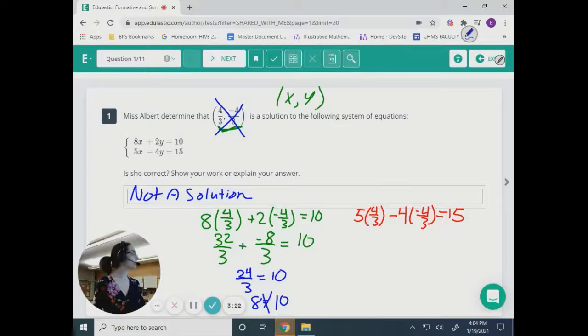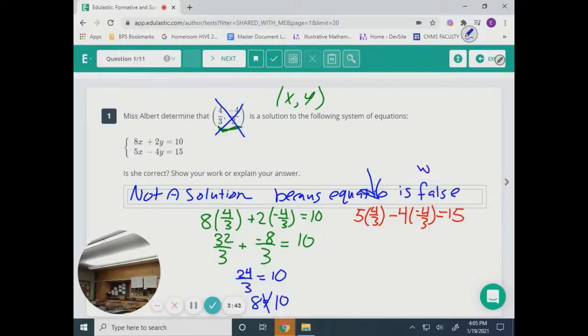You can go through and solve this one here, but because it's not a solution for one of the equations, it's automatically not going to be a solution for the system. So this is not a solution because equation 1 is false when you plug in.